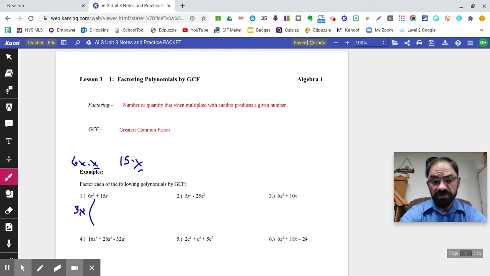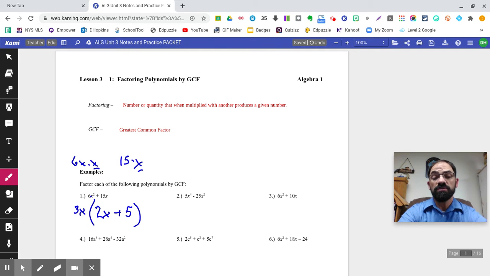And I divide them. So 6 divided by 3 is 2. If I take 1x away from 2 x's, there's 1 left. Bring down the plus sign. 15 divided by 3 is 5. And if I take that x away from the only x that's there, there's no more x's.